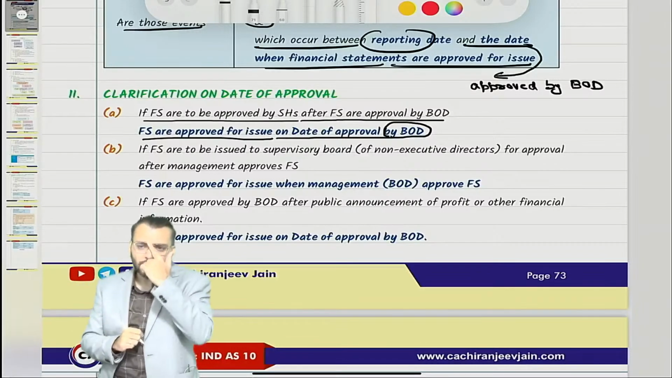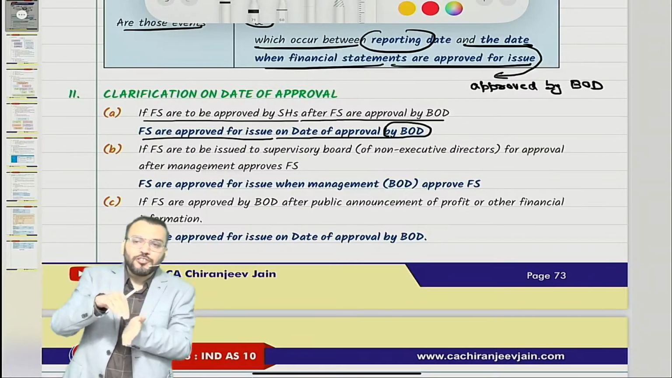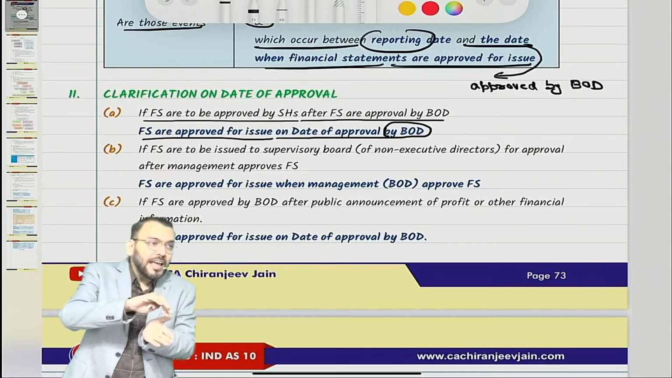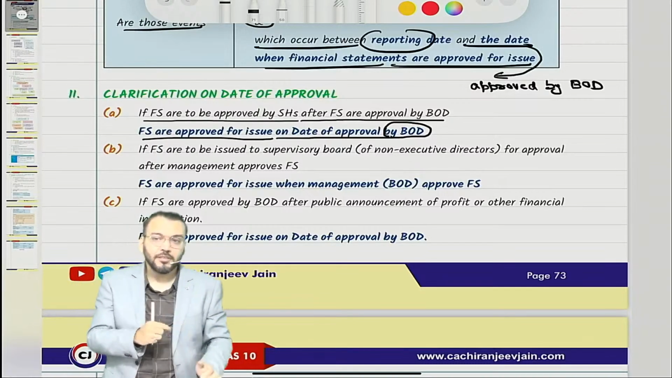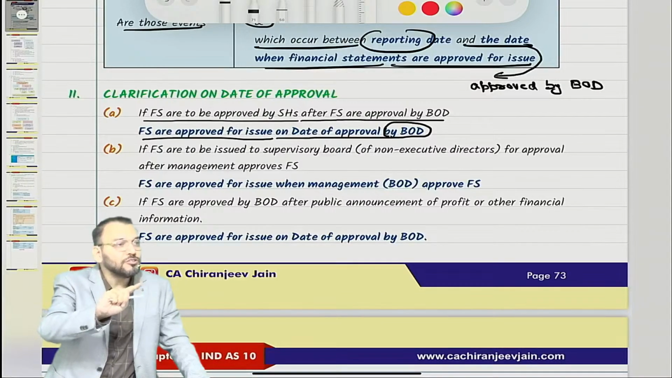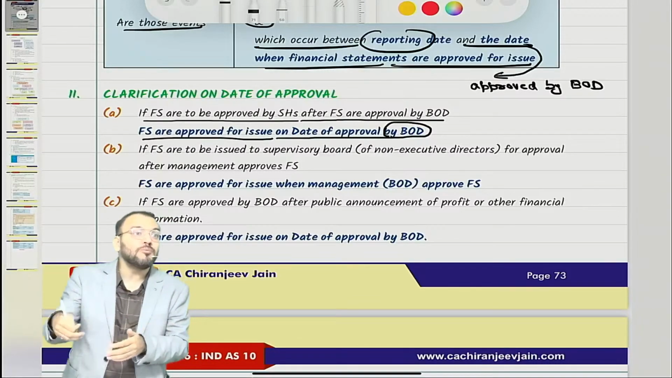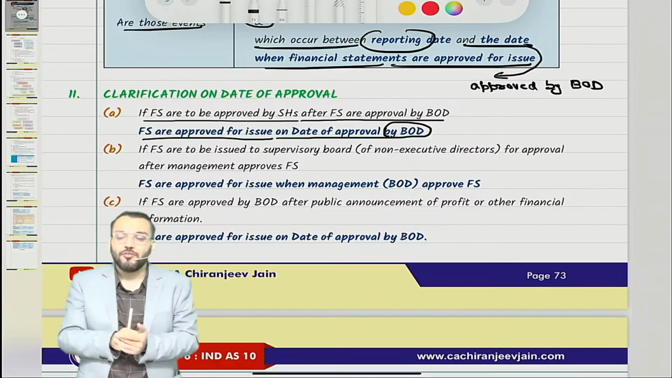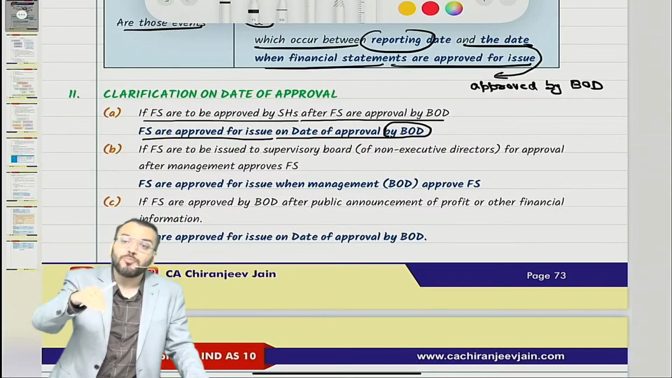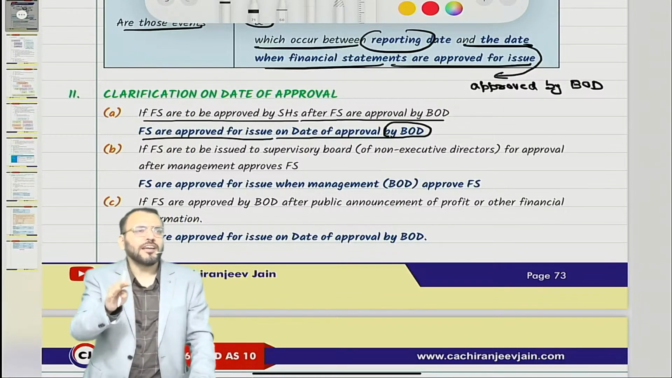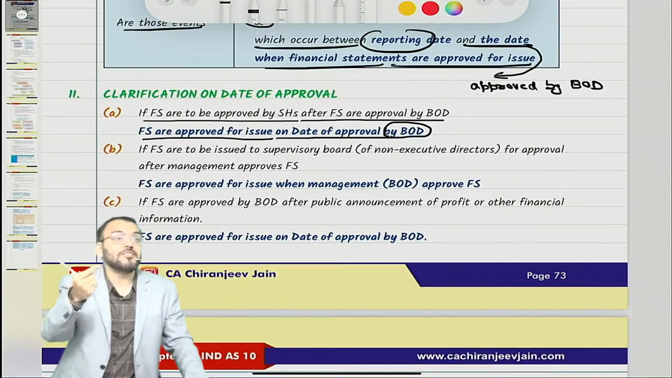The second clarification. Sometimes the entity has taken a loan from a bank, so the bank will appoint some of their officers as non-executive directors in the supervisory board of that entity to investigate any fraud, etc. So the bank person will become a member of the supervisory board. In that case, once it is approved by the board of directors, it also requires approval of the supervisory board. Sometimes the management has approved it, but now it requires approval of the supervisory board, which consists of some non-executive directors. Now in that case, which date will be the date of approval? When it is approved by the board of directors or when it is approved by the supervisory board? What do you think?